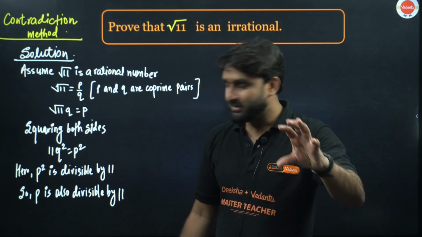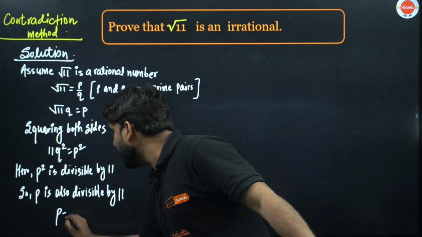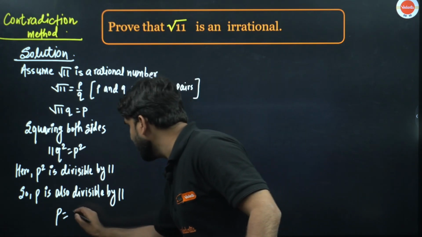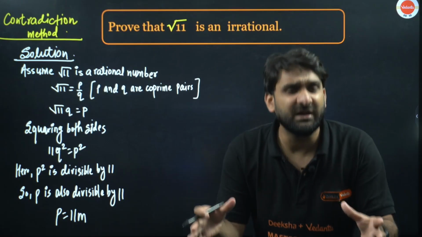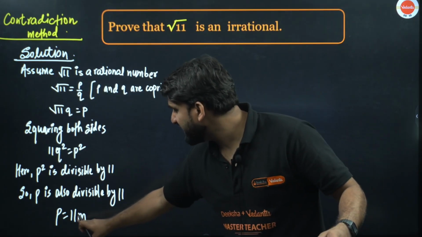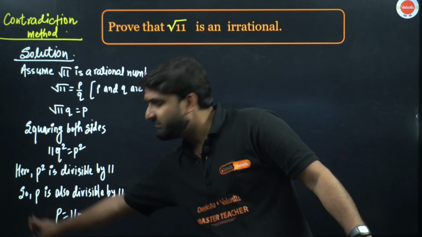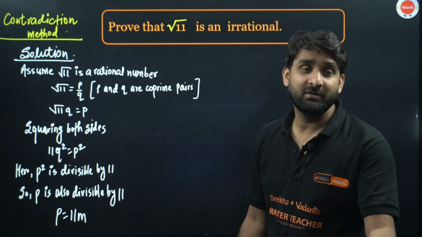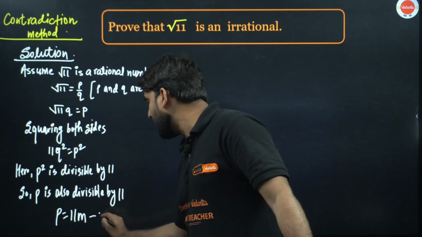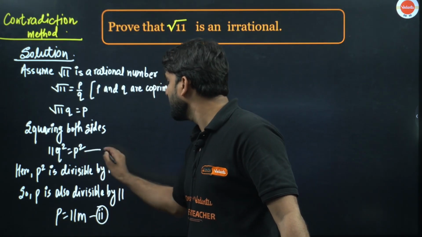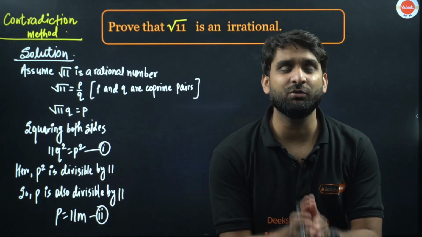Now my dear student, after this line, we can write a new equation. P is equal to 11 into M. At the place of M, you can write anything. This M is making 11 in product form. So when 11 is in product form, it implies that P is divisible by 11. This is equation number 1.